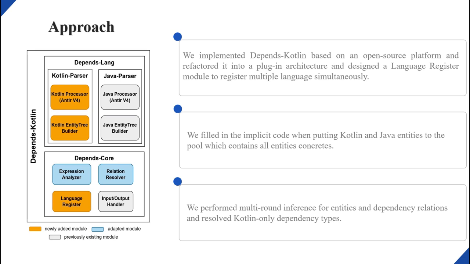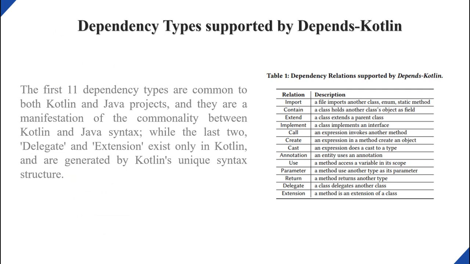During the construction of Depends-Kotlin, we discovered 13 types of dependency relationships in Kotlin. The first 11 dependency types are common to both Kotlin and Java projects, and they are a manifestation of the commonality between Kotlin and Java syntax. While the last two, delegate and extension, exist only in Kotlin, and are generated by Kotlin's unique syntax structure.